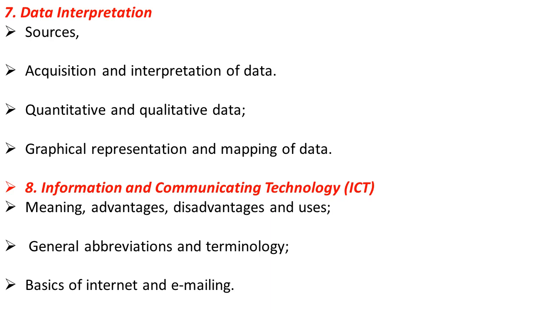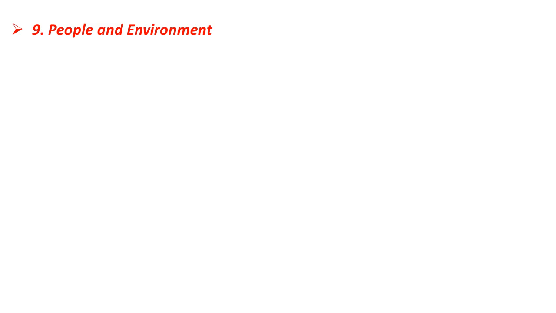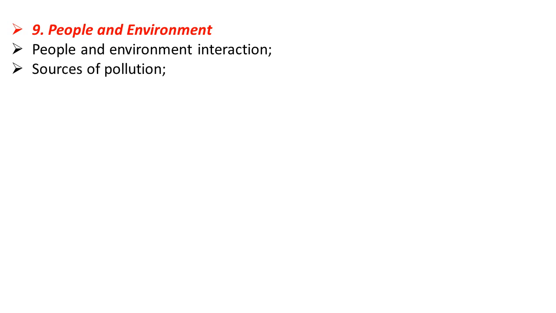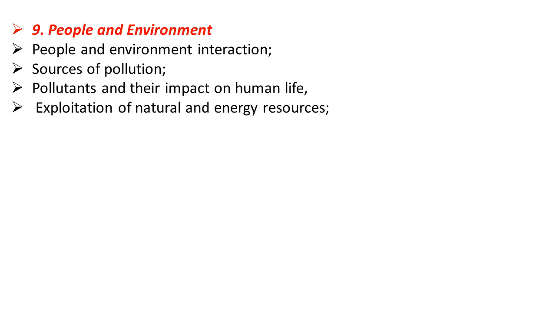Now moving on to the ninth topic. The ninth topic is people and environment. Under this, people and environment interaction is a subtopic. Then sources of pollution, whether it is domestic, chemical, or what type of source of pollution it is. Pollutants and their impact on human life is another subtopic. Exploitation of natural and energy resources is another subtopic. Now, natural hazards and mitigation. So this is the fifth topic under people and environment.